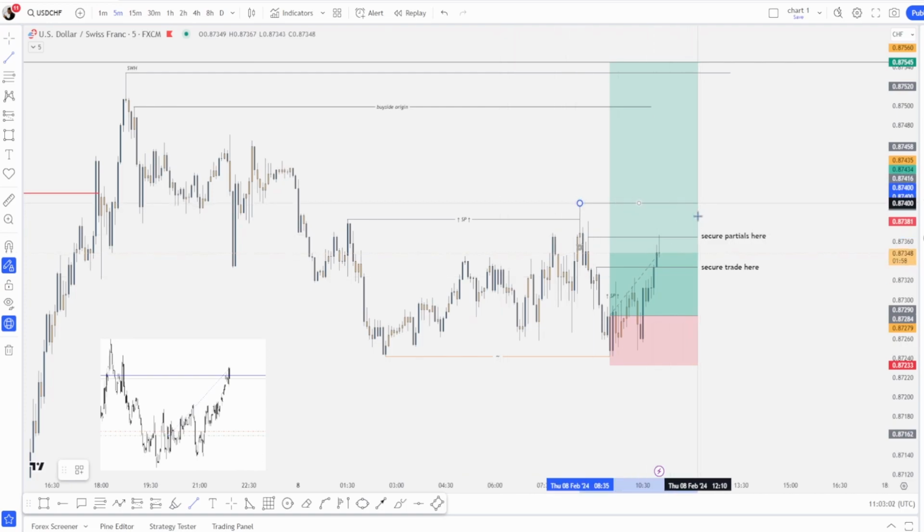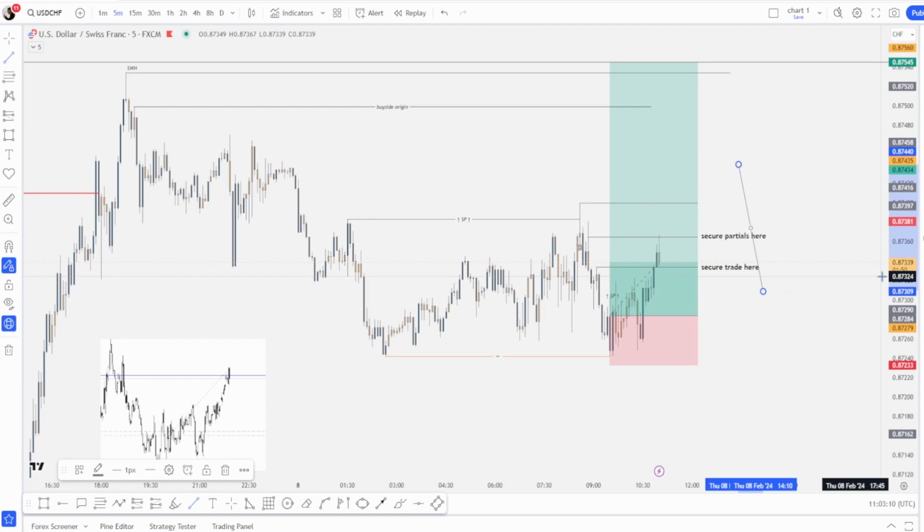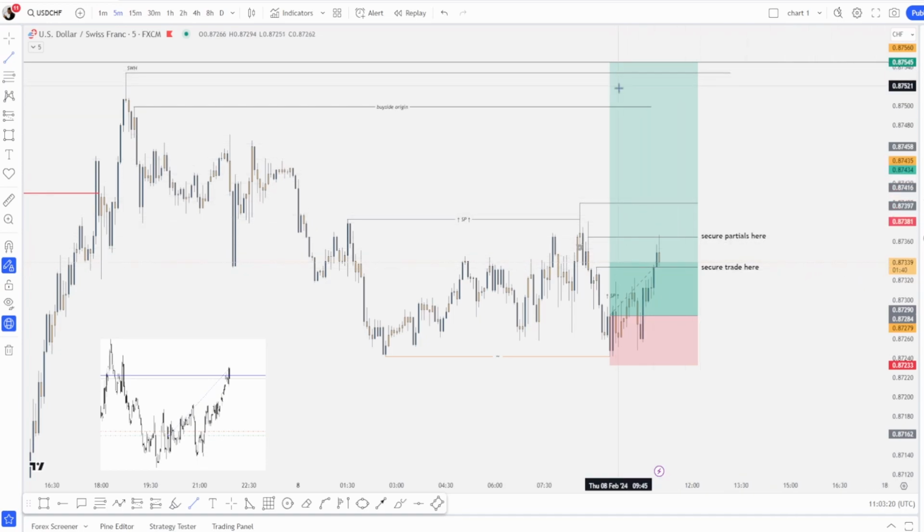Now we're not going to look to take any more of our position here. We are only going to look to bring our stop slightly higher so that we are technically securing positions without reducing our overall position size. After that, we are only going to look to partial it around 50% TP and right up here at the top at the buy side origin.